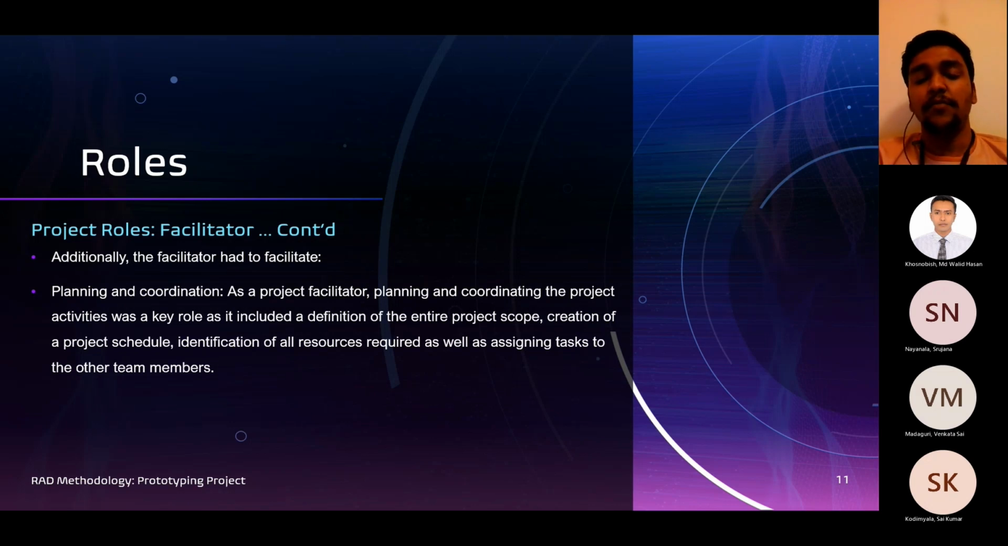And the last role is testing and quality assurance. This means that being the project facilitator, there was a requirement to ensure that all the project deliverables attain quality standards up to the mark. And the other is the project monitoring and control. Being the project development facilitator required project progress monitoring as well as taking the necessary corrective actions whenever needed.